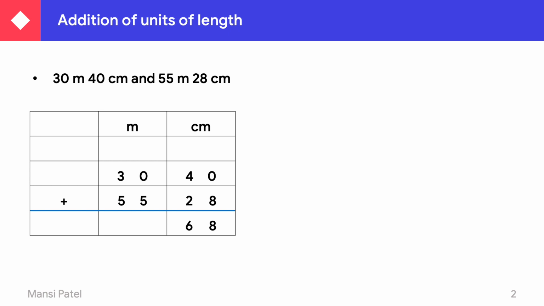Then do the addition of 0 and 5. So 0 plus 5, 5, and then 3 plus 5, 8. So your answer is 85 meter. If the question is given like this, you have to write down your answer in meter and centimeter. So you write the answer like this: 85 meter, 68 centimeter.